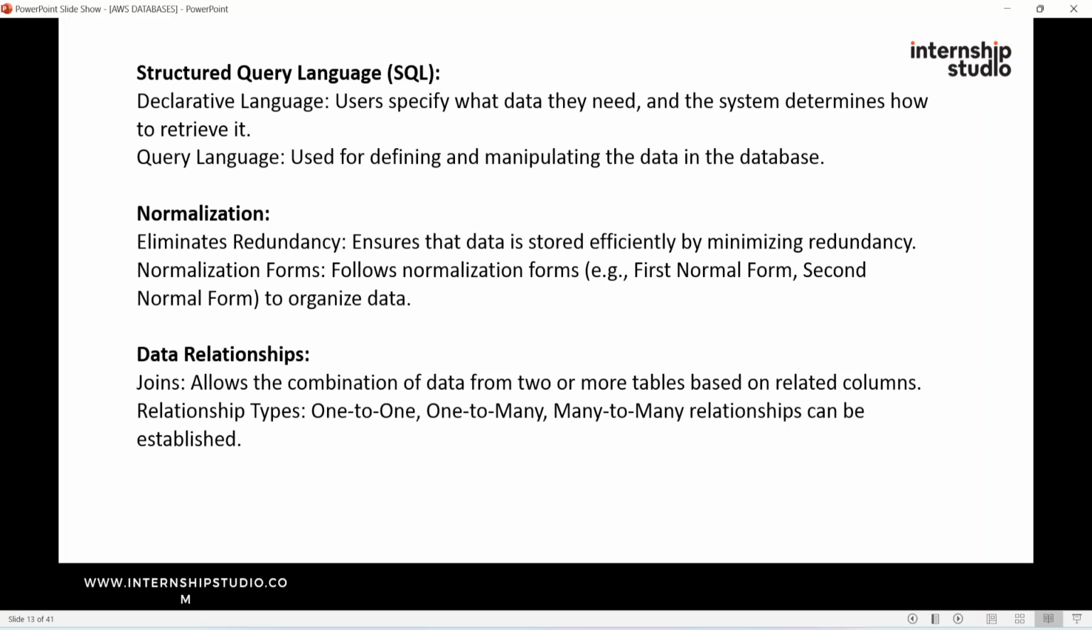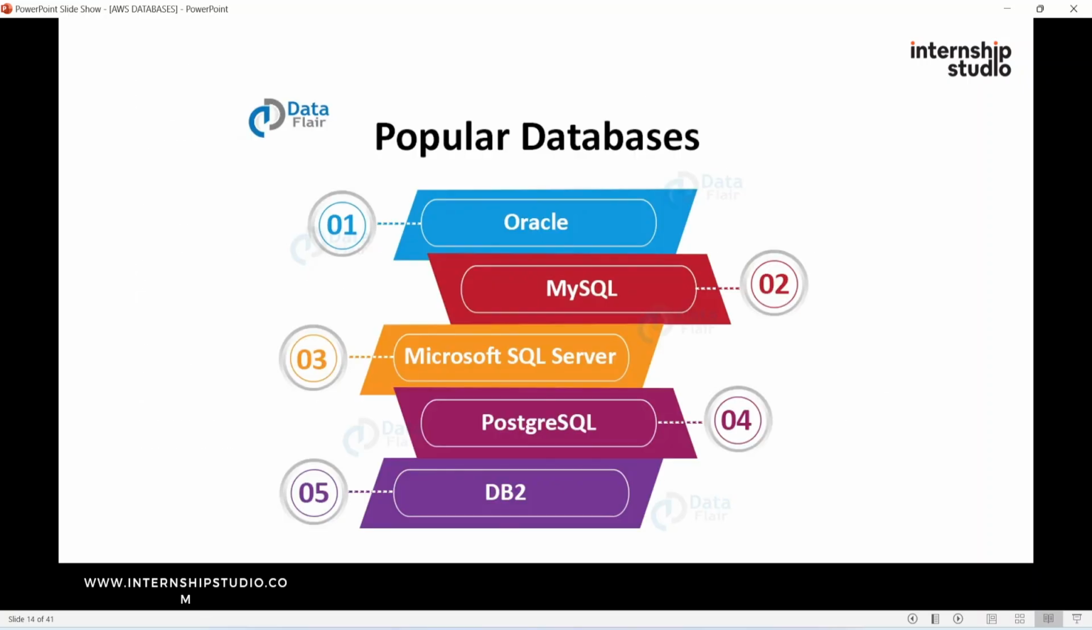Next, the feature is data relationships. So we have joins here. It allows the combination of data from two or more tables based on related columns. Relation types include one to one, one to many, and many to many relationships that can be established. So that was all about the features of the RDBMS.